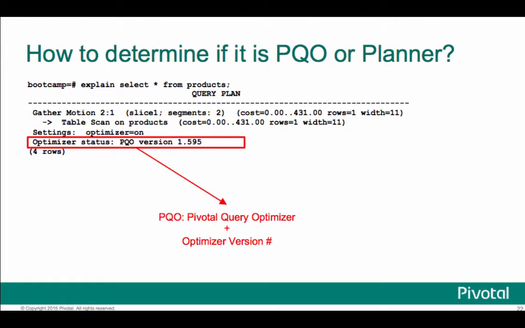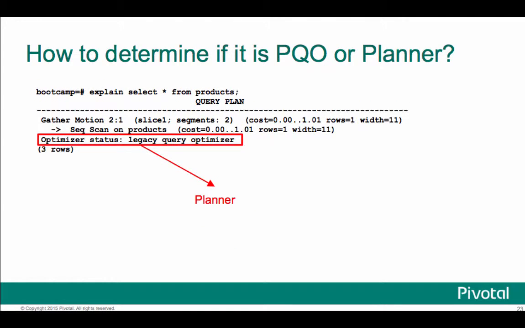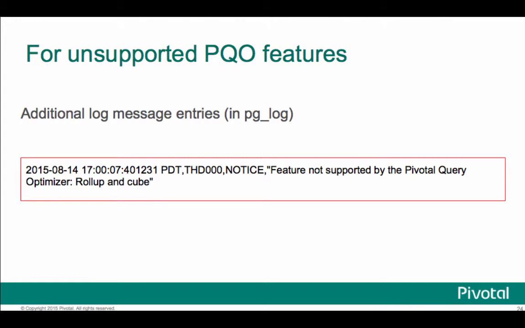It's easy to determine if your query plan is generated by PQO. In the explain plan, you'll see the PQO version is listed there. And if the planner generated the plan, similarly, you'll see the optimizer status will be the legacy query optimizer. Whenever you have unsupported features that cause a fallback, you can look in the log, in PG log, and you'll see some notations. In this example, the feature not supported by the pivotal query optimizer was rollup in cube. So you can do some forensics that way. It's pretty convenient.